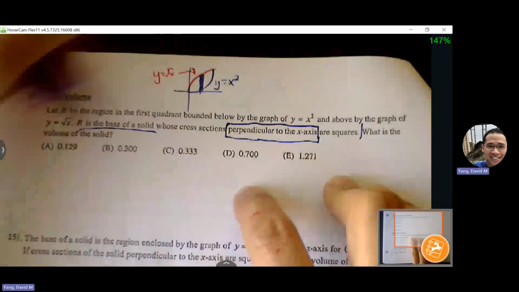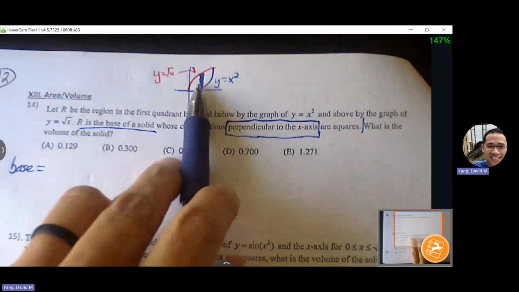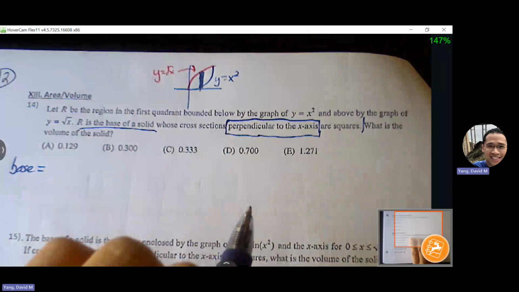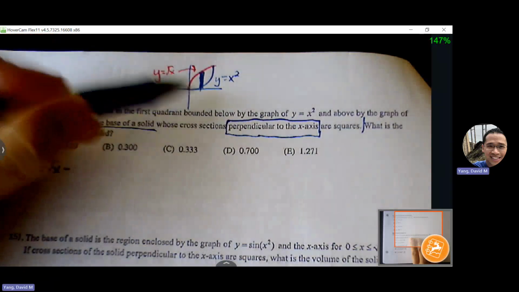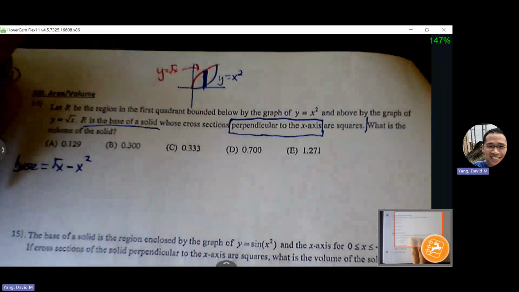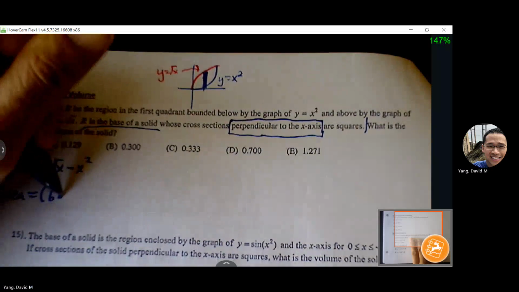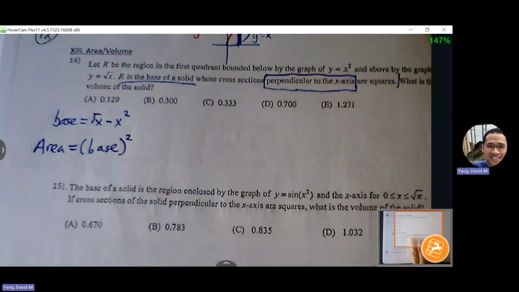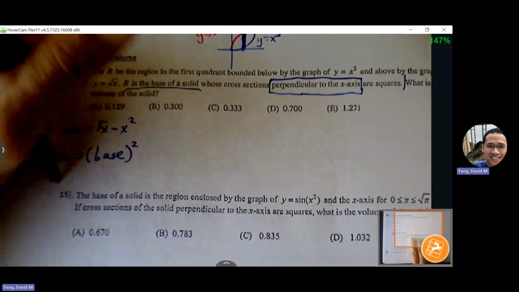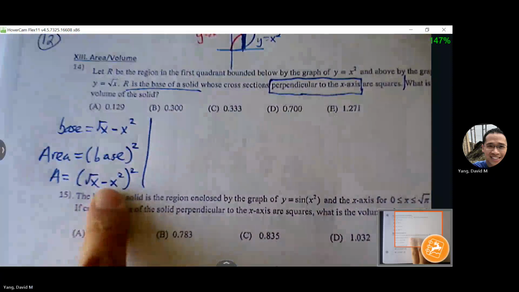Okay, so let's do our base length. It's just top minus bottom. So what's the top of my length sitting at? Root x minus what? X squared. Okay. So the formula for squares is base squared, right? Length times width, where the length and width are the same. So we're going to build our area, which is going to be root x minus x squared, squared. Okay, so that's the hard part.